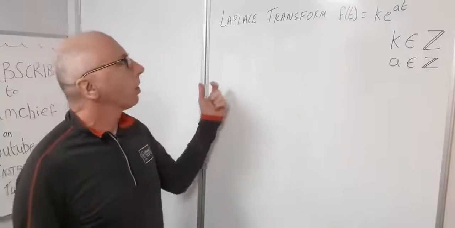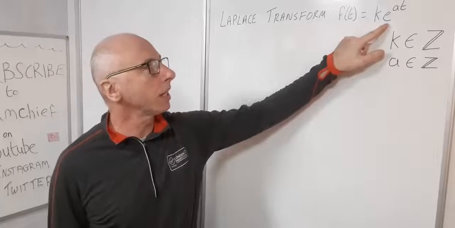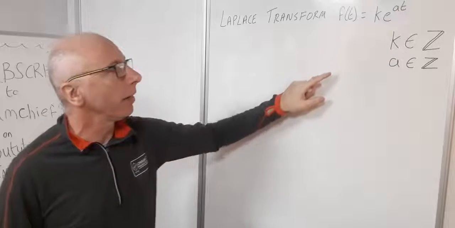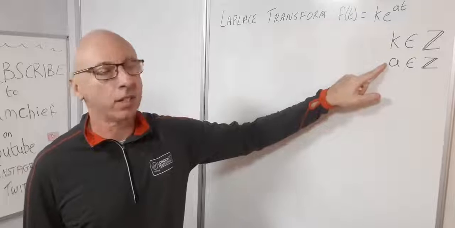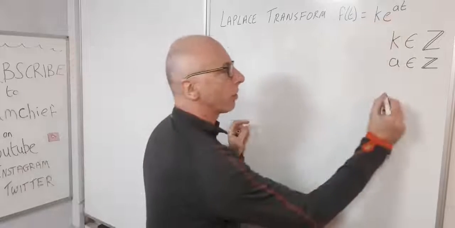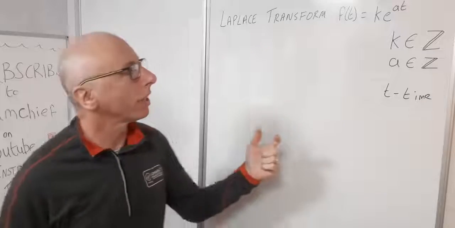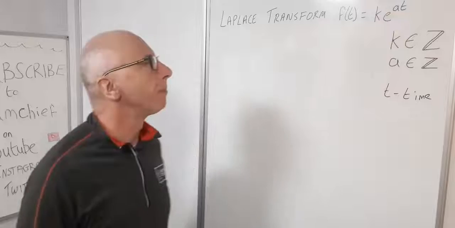So in this video we're going to look at trying to do the Laplace transform of this function here, k times the exponential function to the power of a times t. Now here our k is an integer, our a is an integer, and t is a function of time. It doesn't have to be time, it could just be a parameter that you want to use, but in physics t would be a parameter of time.